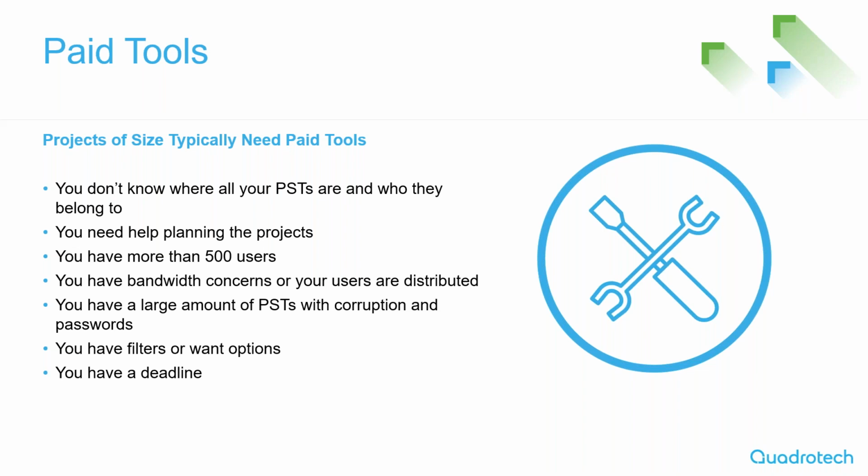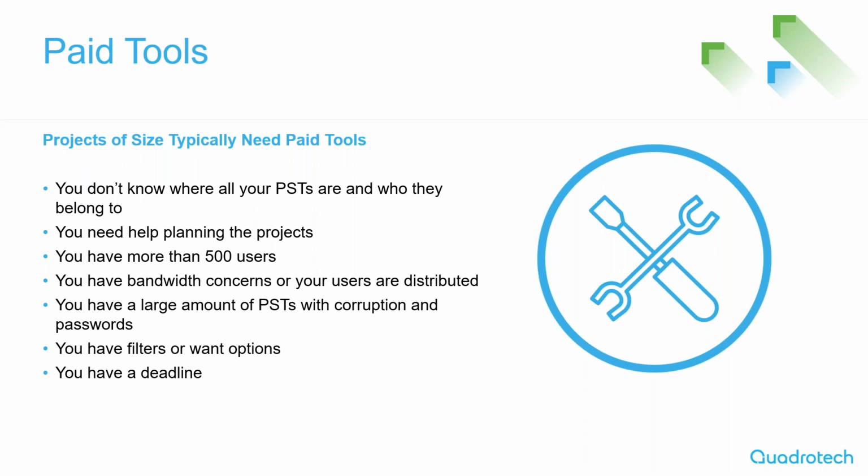You could have a lot of PSTs with corruption and passwords. So, when you have a small amount of users and a small amount of PSTs, you can manually run the repair tools, and you can break passwords or get the passwords from the users. But when you have a lot of them, it really is difficult to manage that and not hold a project up. It's a lot of time for an administrator.